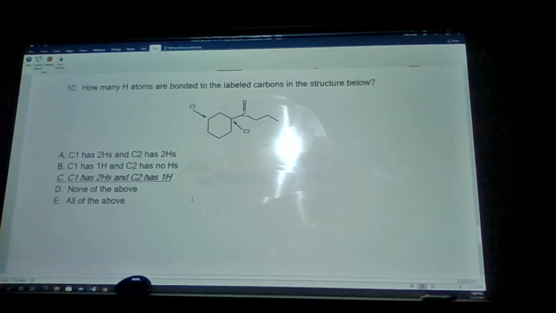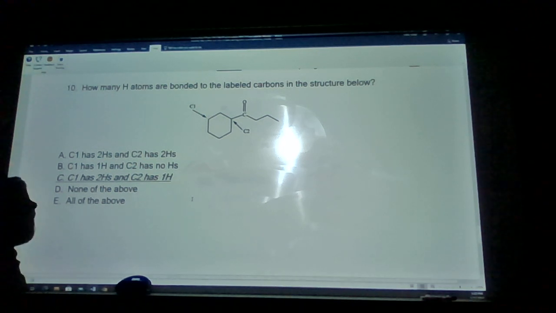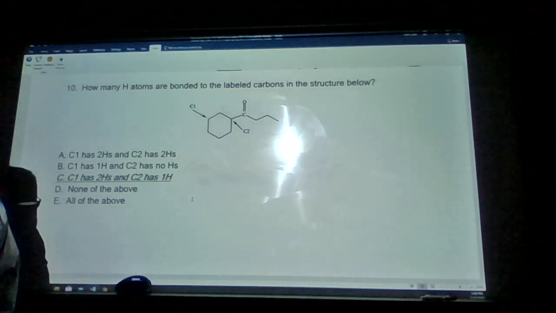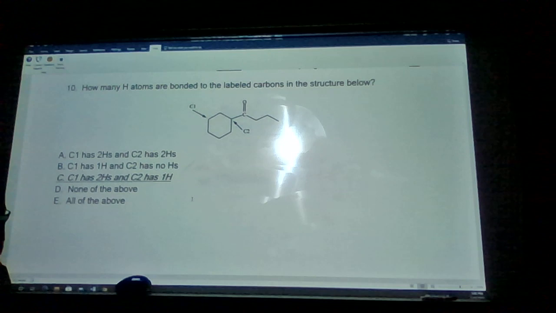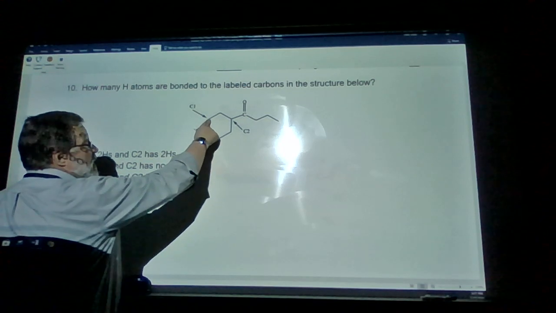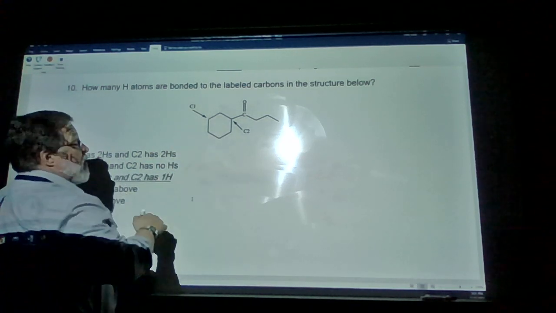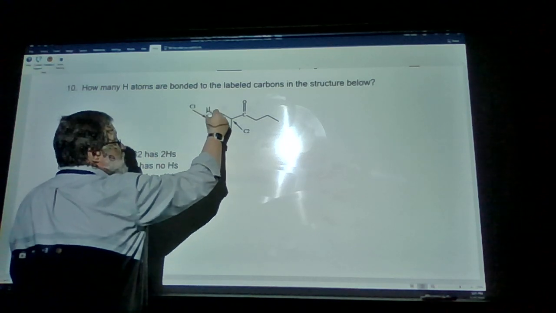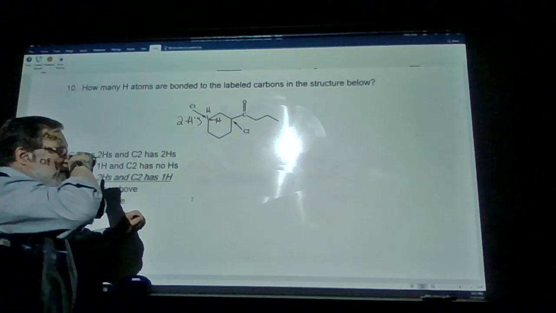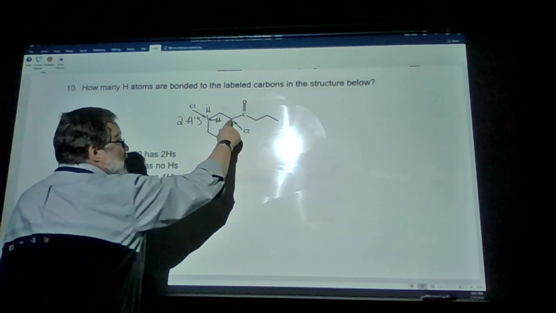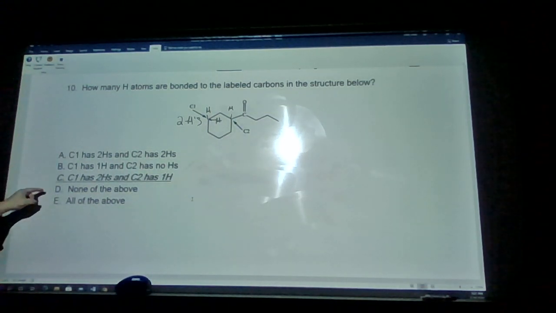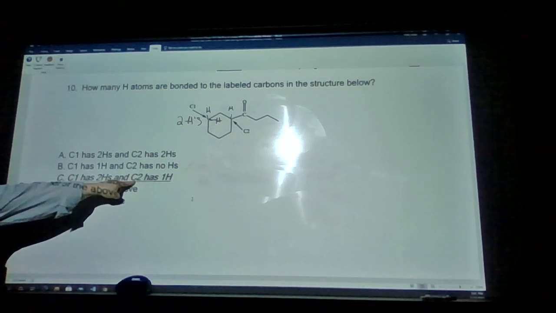Number 10, how many hydrogen atoms are bonded to the labeled carbons in the skeletal structure below? Remember, where lines meet, start, or end, there's a carbon. Carbon has 4 bonds. This carbon is connected to that carbon, connected to that carbon. There are 2 hydrogens on C1, 2 H's on C2. This carbon is connected to 1, 2, 3 other carbons, so 1 hydrogen there. So we've got 2 hydrogens on C1 and 1 hydrogen on C2.